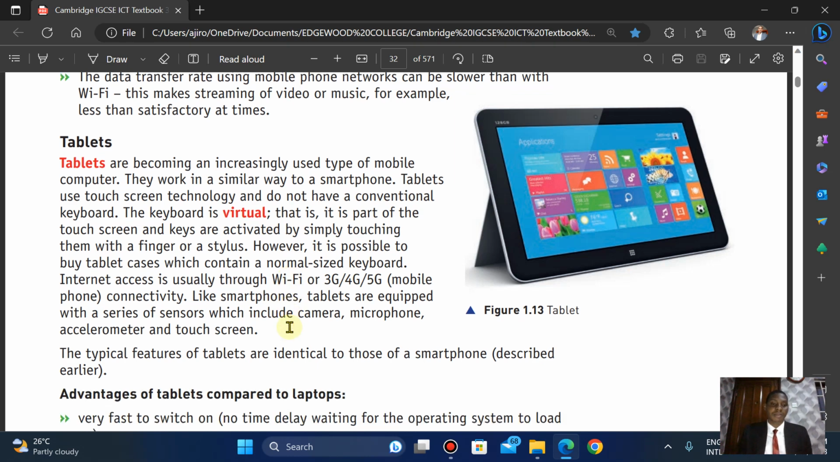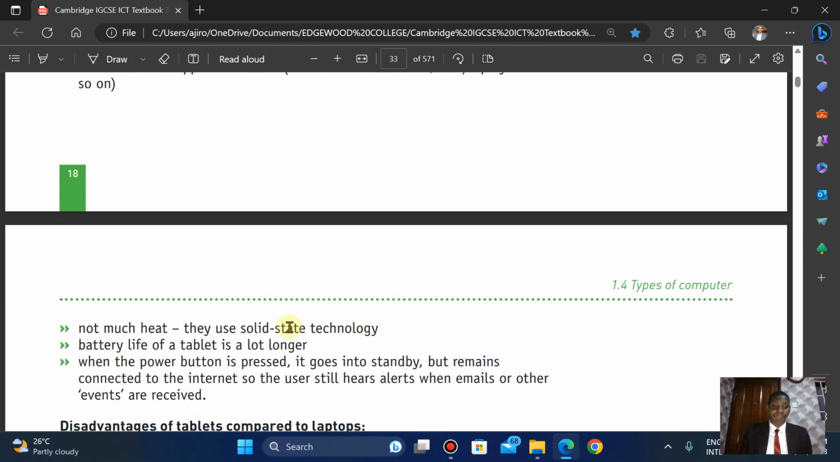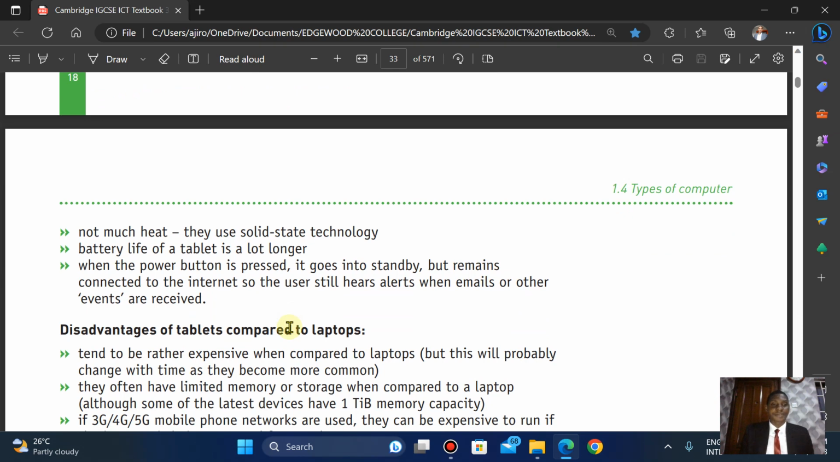Okay, so let's look at the advantages. Very fast to switch on, no time delay waiting for the system to load, fully portable, can use several apps as standard, not much heat, battery life of a tablet lasts longer. When the power button is pressed, it goes into standby, but remains connected to the internet. Okay, so the users can still hear a lot when emails or other events are received.